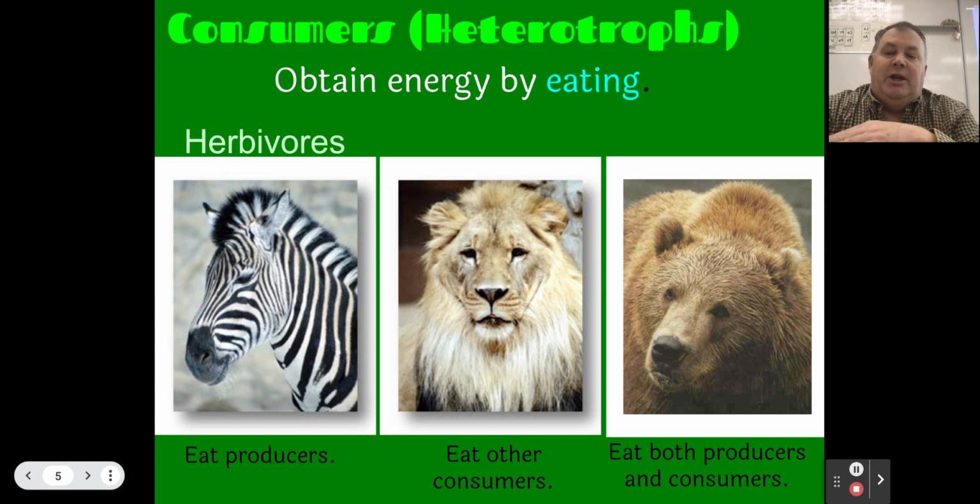Obviously, the zebra is the herbivore. We have the carnivores with the lion, and of course, the omnivores with the big old brown bear or grizzly bear. So the herbivores, carnivores, and omnivores, those are terms that you probably remember from earlier days, and we're just reemphasizing. The most important piece here is that they're all considered to be consumers or heterotrophs. They're obtaining their energy by eating others.